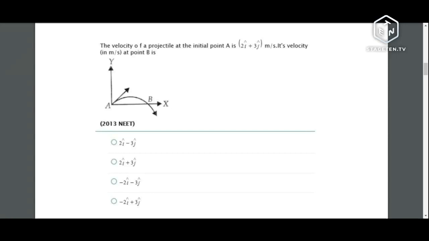Anyone who can try this? The velocity of a projectile at the initial point A is 2i cap plus 3j cap meter per second. Its velocity in meter per second at point B is. You need to find the velocity at point B, and it should be in the vector quantity.